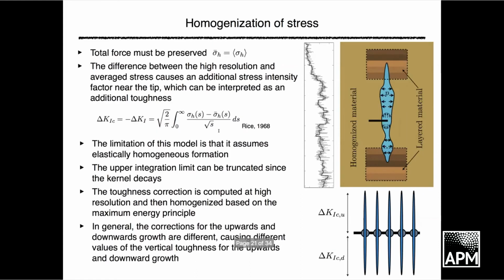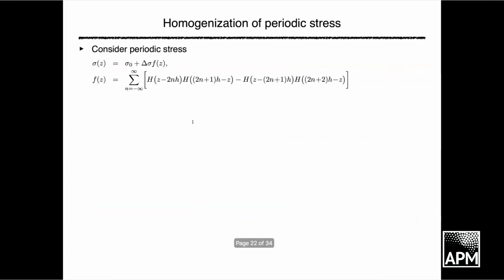And then what happens is that we compute this on high resolution, and then you use this maximum principle for fracture toughness, the maximum energy, as I described above, to homogeneous stress, okay? And so let's move on. So let me give you an example, okay?